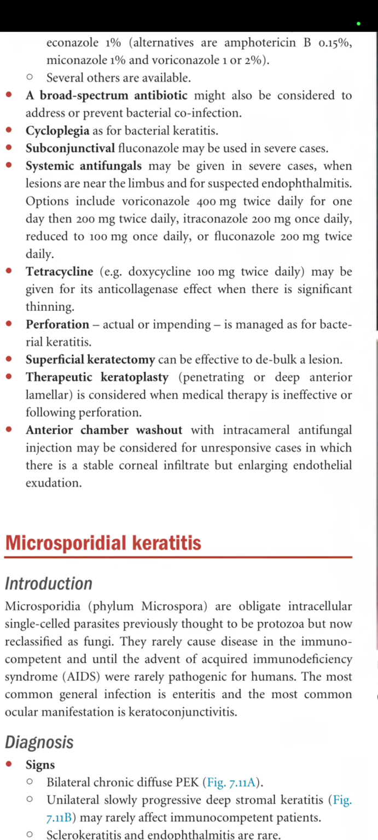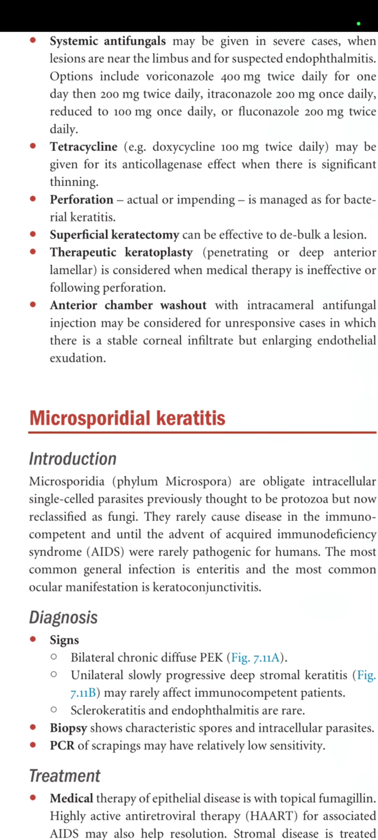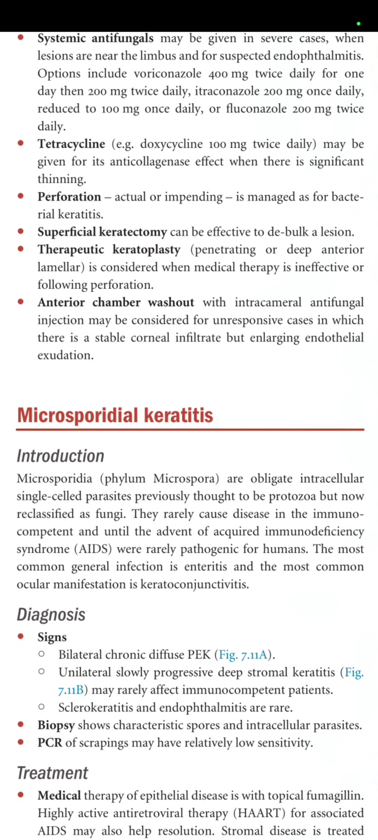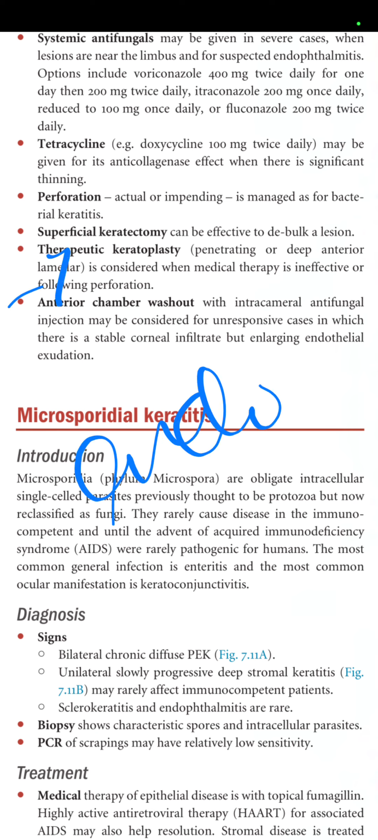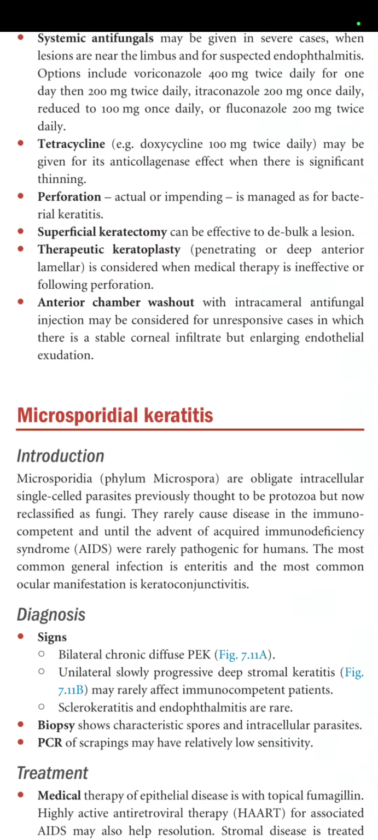Anterior chamber washout with intracameral antifungal injection may be considered for unresponsive cases in which there is a stable corneal infiltrate but enlarging endothelial exudation. So we can also do anterior chamber washout if there is an endothelial exudation that is enlarging and is not responding to the topical treatment. So that's it for the fungal keratitis.